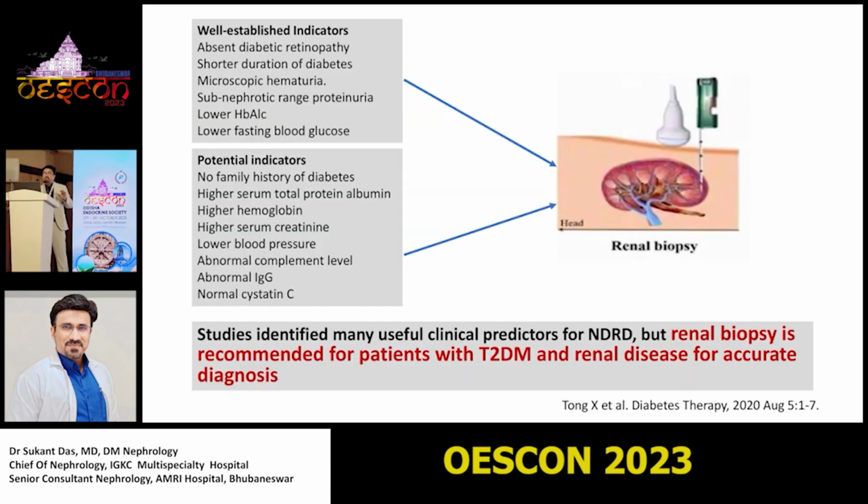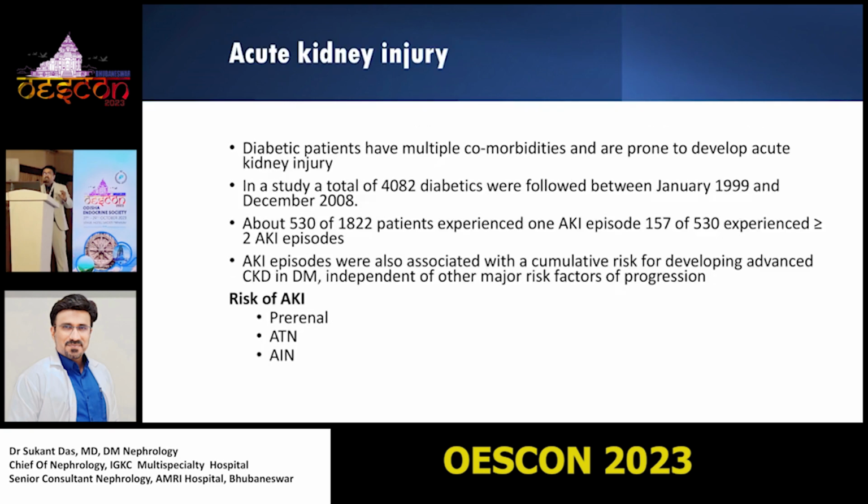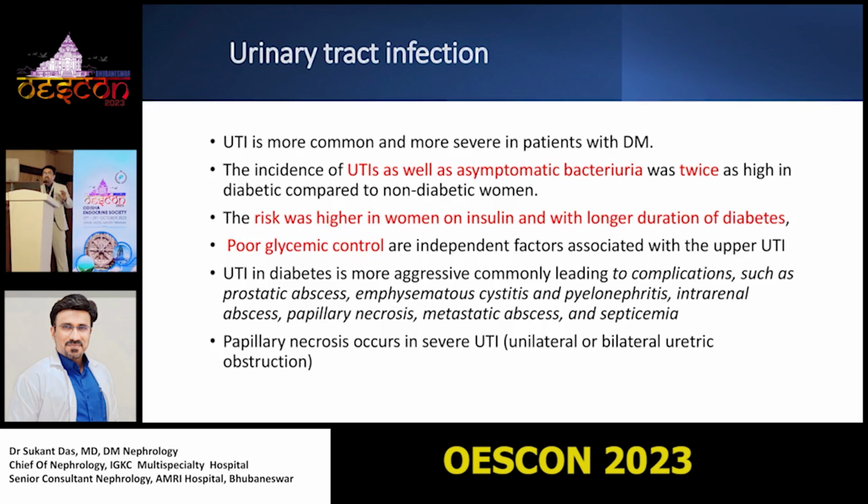Now, another thing that is often missed: we have to remember that the incidence of renal artery stenosis is also twice as high in diabetes as a cause of kidney disease as compared to non-diabetics. Acute kidney injury in diabetes as a cause of non-diabetic kidney disease could be due to various factors. It could be pre-renal, it could be acute tubular necrosis, it could be acute interstitial nephritis. And don't forget, urinary tract infection can contribute towards non-diabetic kidney disease.